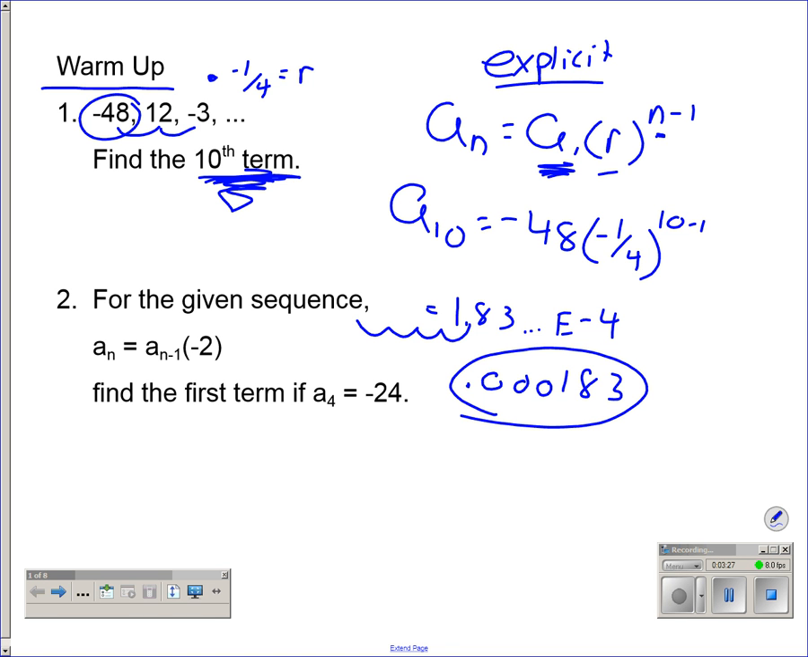The next one, we had a problem like this yesterday. It says for the given sequence, we have a sub n equals a sub n minus 1 times negative 2. All right, what is this type of formula called here? We have our explicit formula. This is called recursive. This is our recursive formula.